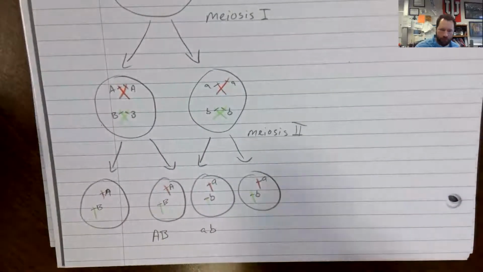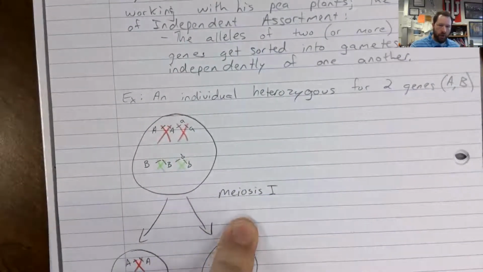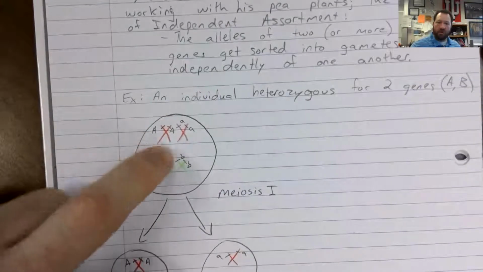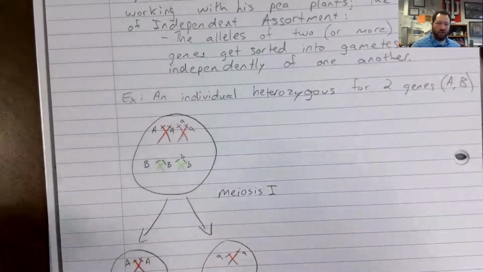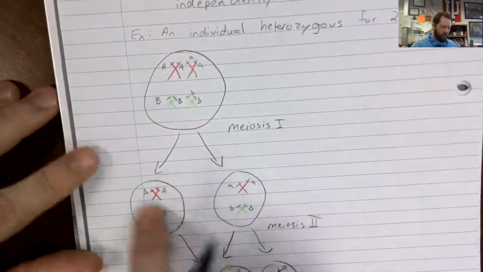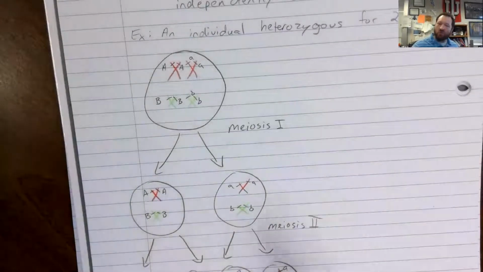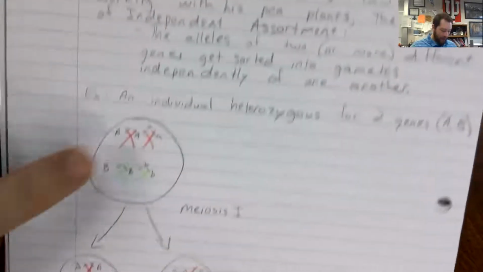But here's the idea. There is no rule way back up here in meiosis 1. There is no rule that says that they have to line up so that the big letters are on one side and the little letters are on the other. There is no rule that the dominant genes stick together. In fact, not only is there no rule, but Mendel's law of independent assortment states that the rule is that they don't have to line up like that. Can they line up like that?